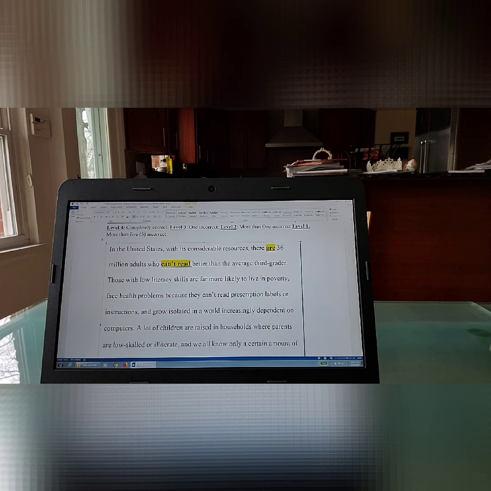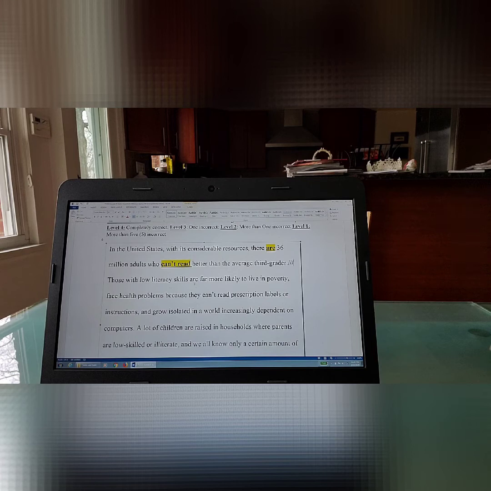Then it says better than the average third grader. And so that would be the end of the first sentence. Let's put some sort of indicator there. So let's make that a couple of slash marks. All right. So now we know that's the end of the first sentence, right?